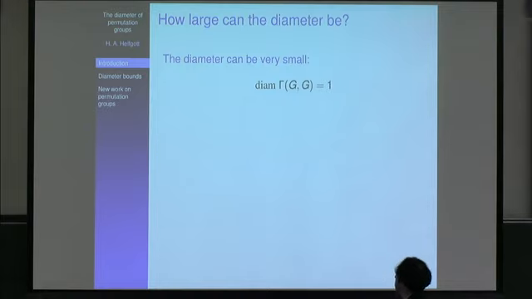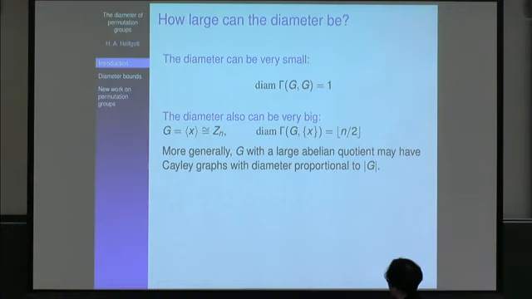Of course, diameters can be very small. They can also be very large. If I have Z mod nZ, and I have the set of generators 1, minus 1, then the diameter of the graph is n over 2. So in general, if G is abelian, or if G is nilpotent, then it can be the case that the diameter of a group is very large, as in a power of its number of elements.